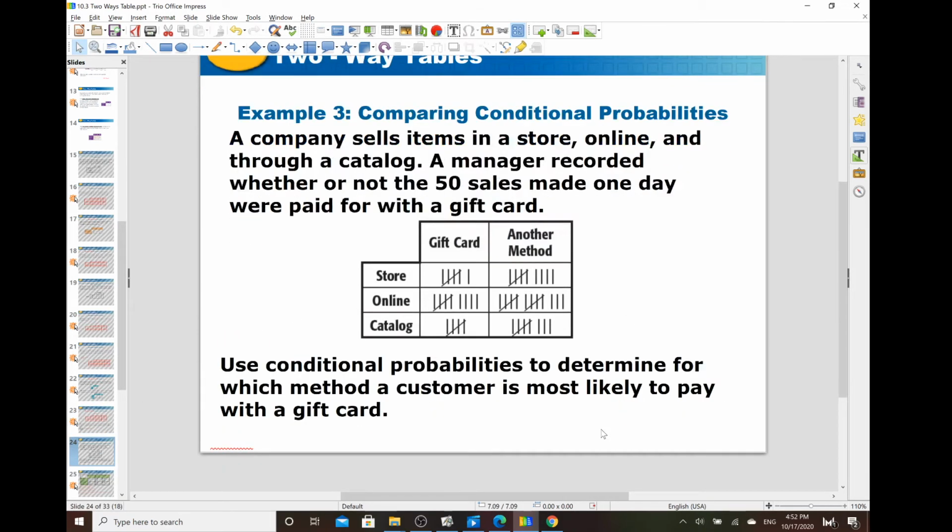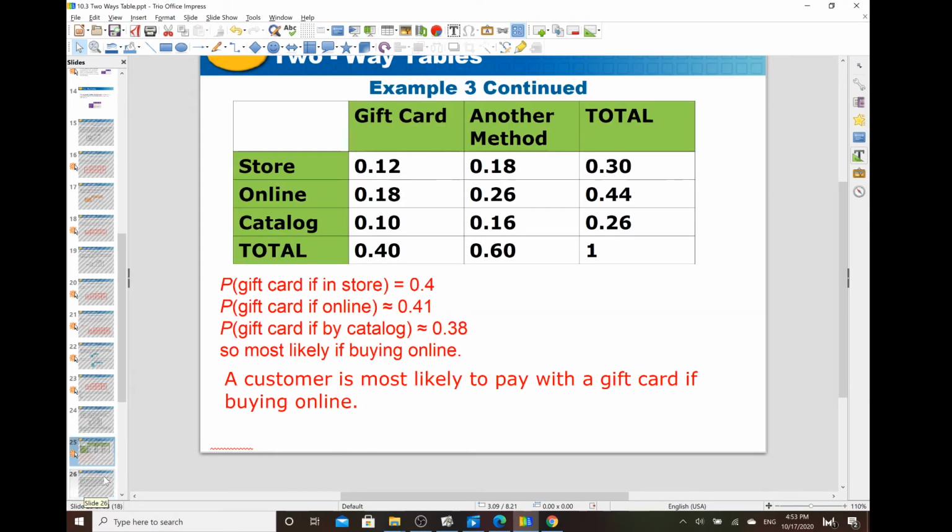So here's another one. A company sells items in a store, online, and through a catalog. A manager records whether or not the 50 sales made one day were paid for with a gift card. Okay, so the little tally right here shows that number. Use conditional probability to determine for which method a customer is most likely to pay with a gift card. Okay, so the way to determine this, again, convert that to decimal first.